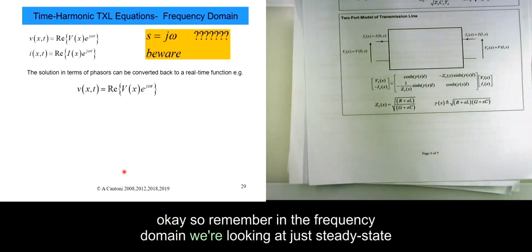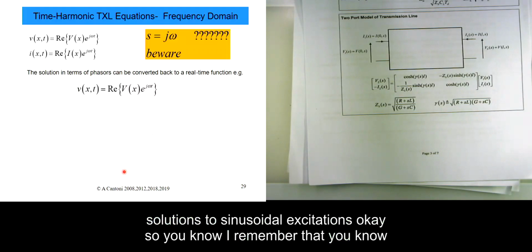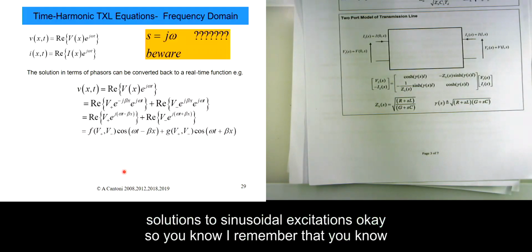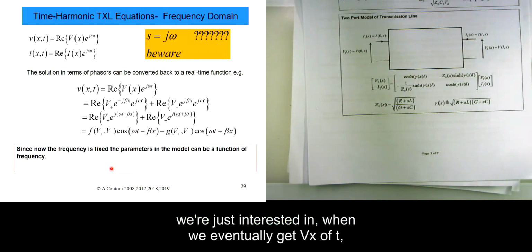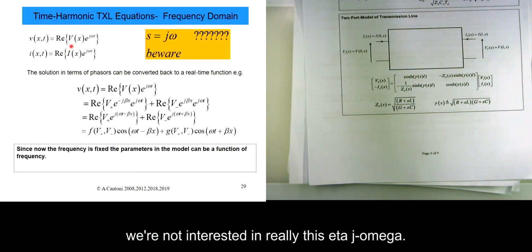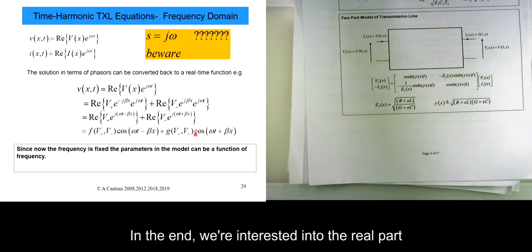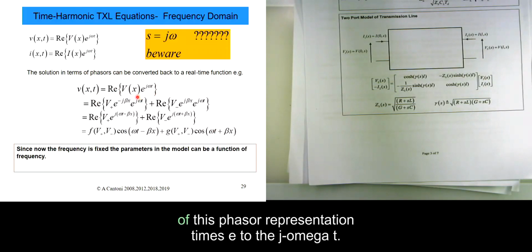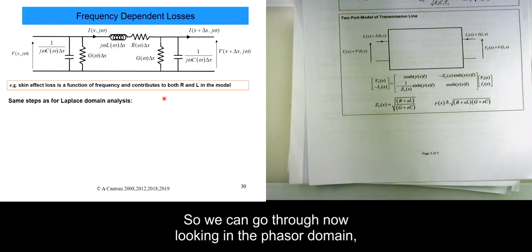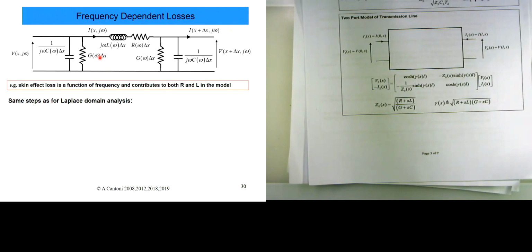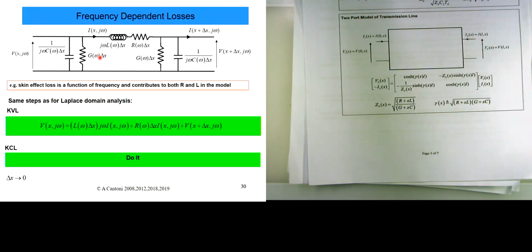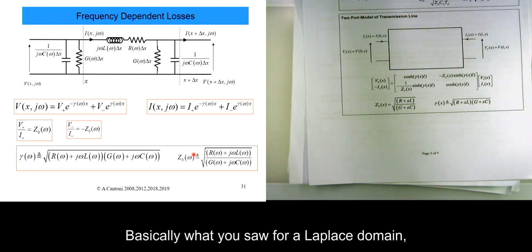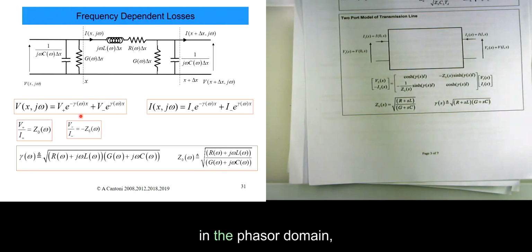So remember in the frequency domain we're looking at just steady state solutions to sinusoidal excitations. Remember that when we eventually get Vx of t, we're not really interested in this e to the j omega; in the end, we're interested in the real part of this phasor representation times e to the j omega t. So we can go through now looking in the phasor domain, and we can get something similar. We get basically what you saw for the Laplace domain, but now these forward and backward waves in the phasor domain, where s is j omega in some sense.